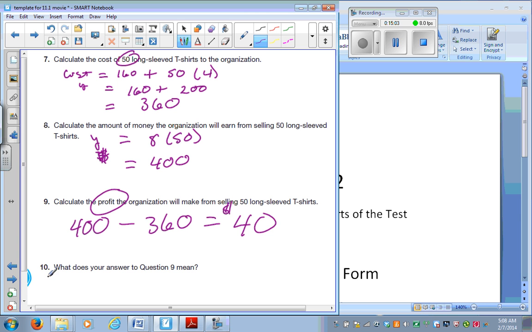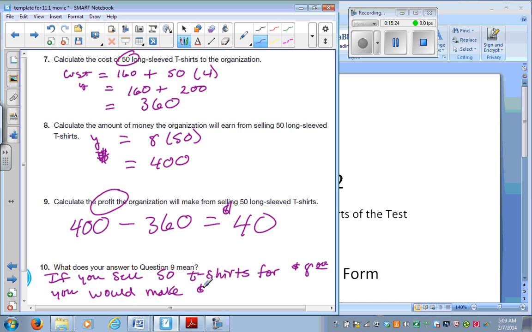So what does your answer to question 9 mean? If you sell 50 t-shirts for $8, you would make a $40 profit. Remember, profit means the amount of money that you make after you've paid for all of your costs.